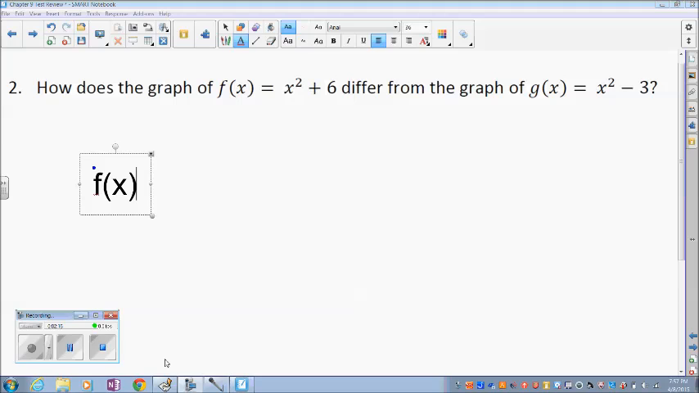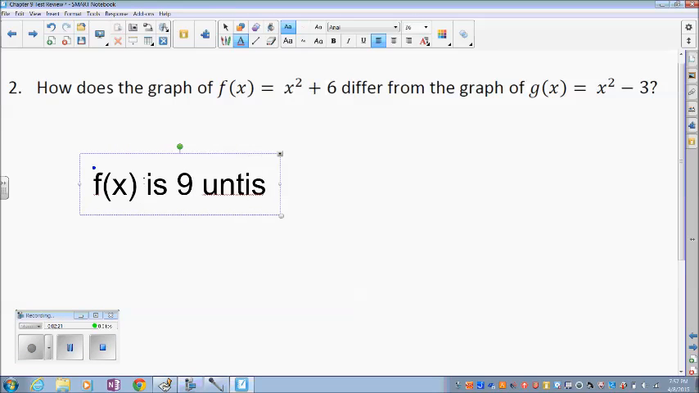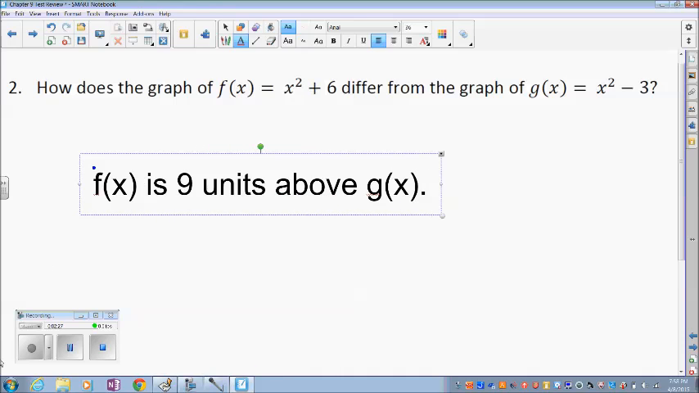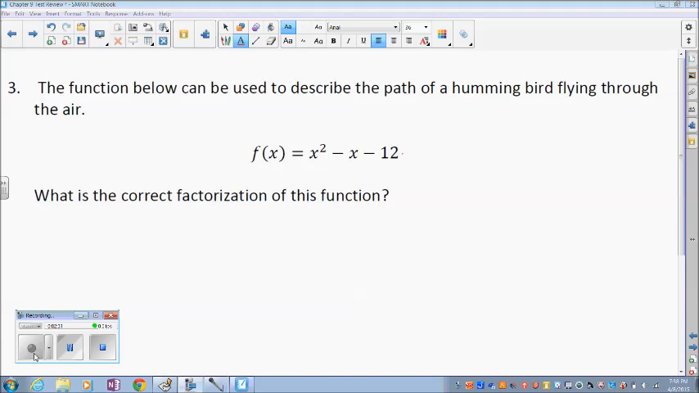So we're going to go back and we'll type that in. F of x is 9 units above g of x.